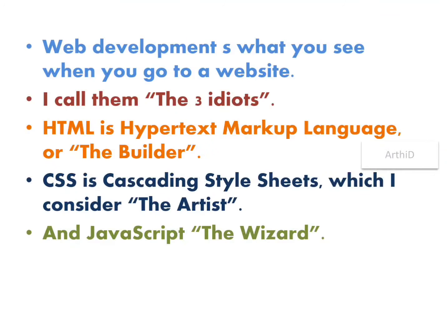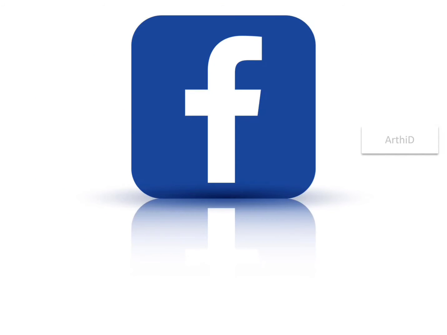Let's see. Web development, what you see when you go to a website, I call them the three idiots. HTML is hypertext markup language, or the builder. CSS is cascading style sheets, which I consider the artist, and JavaScript, the wizard. They are all different languages and work differently, but HTML, CSS, and JavaScript need one another to make a website.